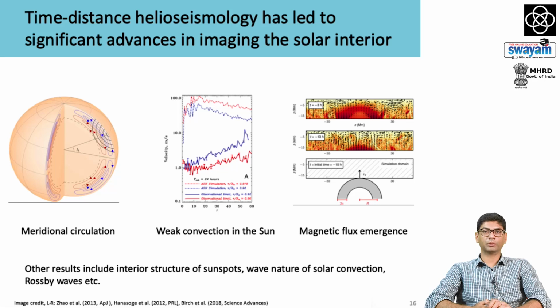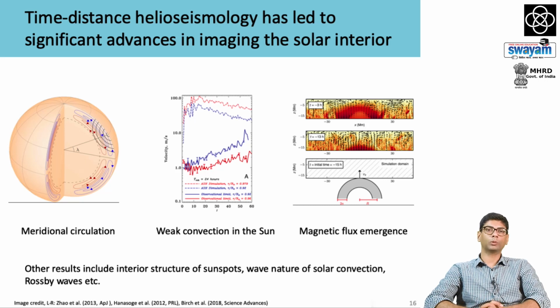So time distance helioseismology in particular, and acoustic holography to some extent as well, has led to very significant advances. One of them is the study of meridional circulation, which I described early on in the talk. Meridional circulation is an equator to pole circulation. You can see that plot on the left, and it is thought to be very crucial for solar dynamo processes. So flow basically starts from the equator, goes to the pole, submerges, and then at some depth inside the interior turns back around and comes back to the equator.